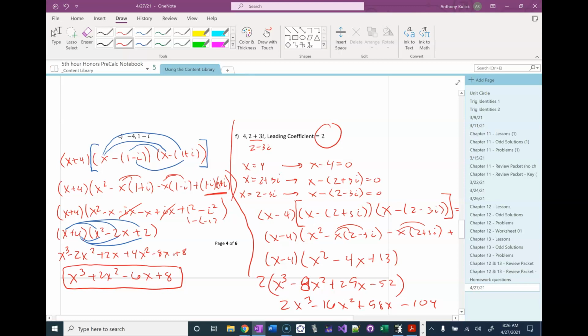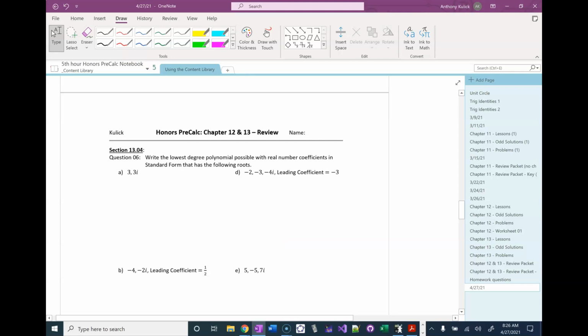Yeah, and if it's like 1 minus square root something, you won't have to use a conjugate, right? Depends on what the directions say. So in this one, since it says real number coefficients, you don't have to worry about the conjugate. If this was, say, rational coefficients, then yes, you would need the conjugate for radicals also. So it depends a little on the directions there.